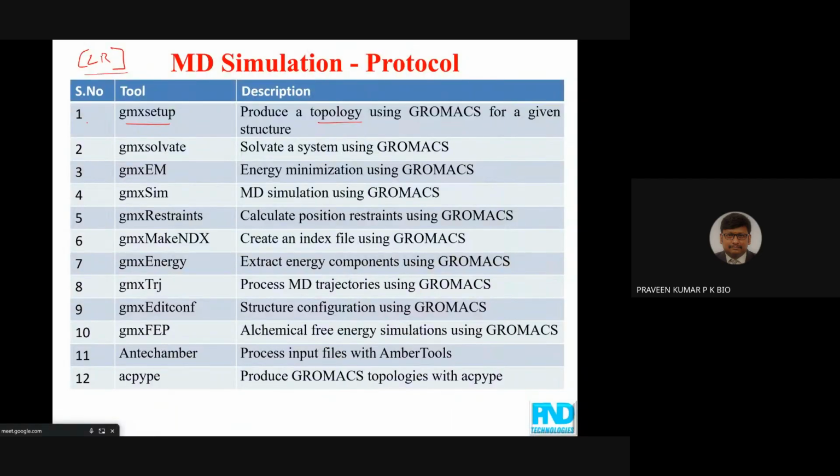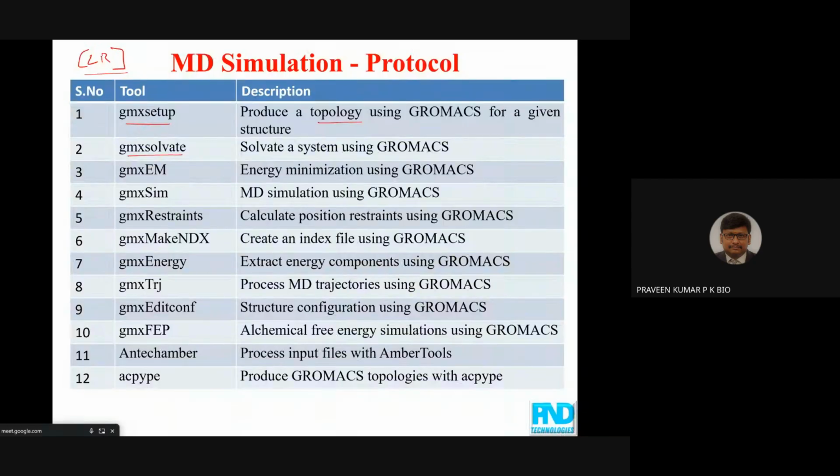If you want to work, we have to work with the Linux commands, and the second command, gmx solvate, is to solvate a system. By default, we use water as a solvent for estimation of the binding site in docking as well as in MD simulation.